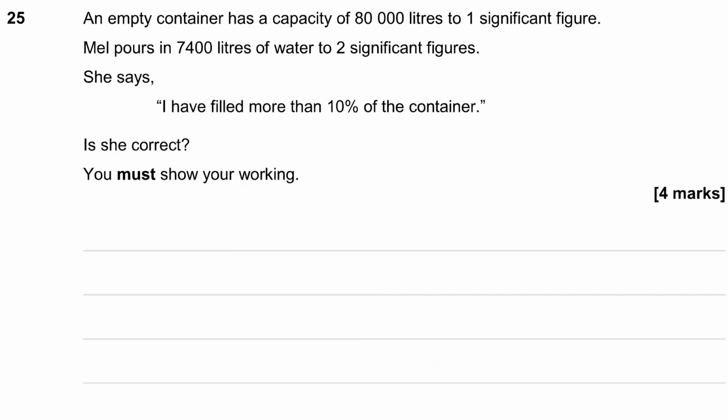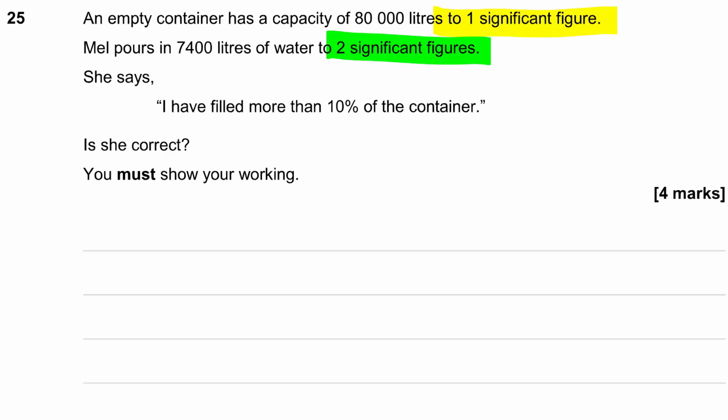Question 25. An empty container has a capacity of 80,000 litres to one significant figure. Mel pours in 7,400 litres of water to two significant figures. She says, I have filled more than 10% of the container. Is she correct? You must show your working. Now this question is about limits of accuracy. It isn't explicit, but the fact that you've got these numbers rounded off to one significant figure here and two significant figures here should be setting off alarm bells in your head that it's a limits of accuracy question. So let's take the capacity of the container first off.